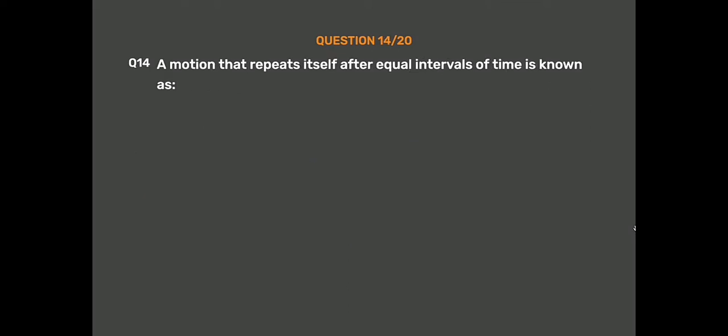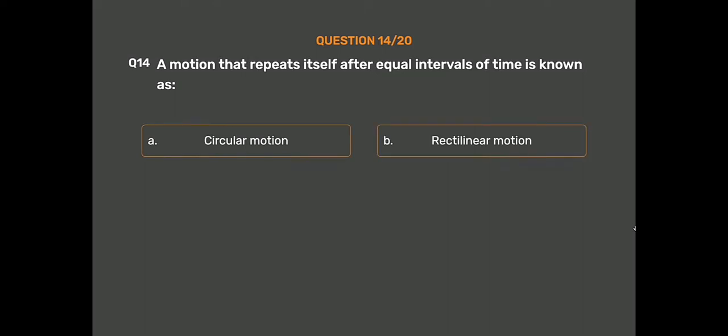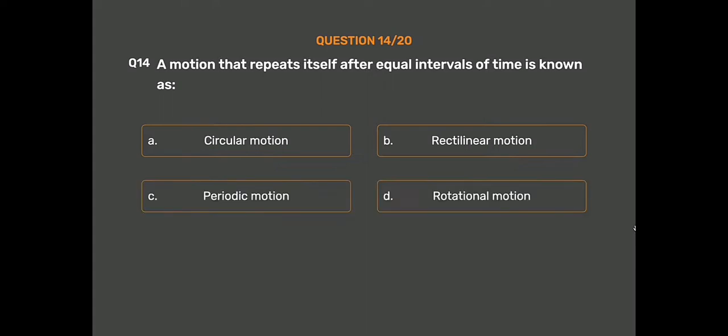Question number 14. A motion that repeats itself after equal intervals of time is known as: Option A. Circular motion. Option B. Rectilinear motion. Option C. Periodic motion. Option D. Rotational motion.